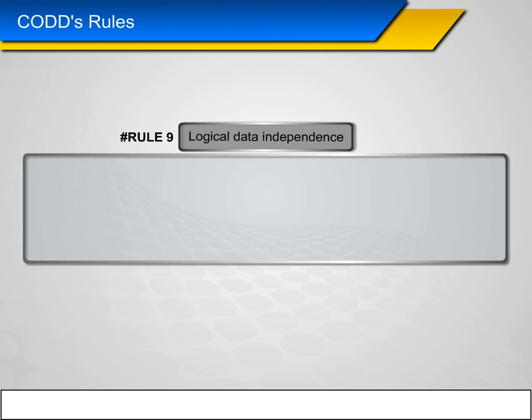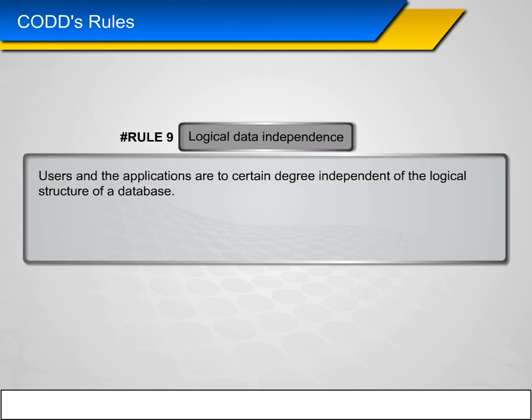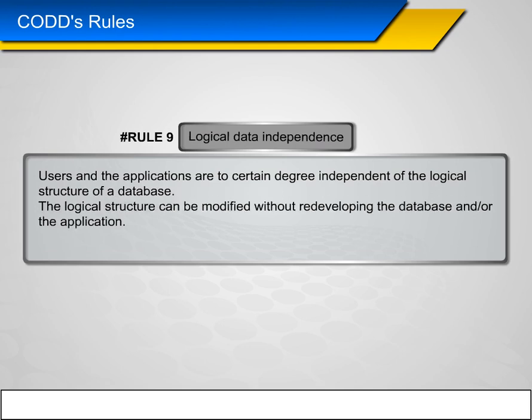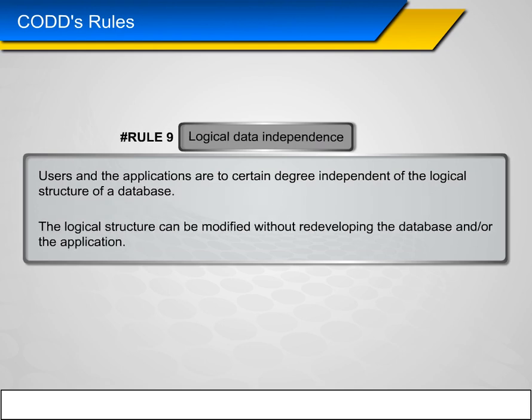Rule 9, Logical Data Independence. Users and the applications are to a certain degree independent of the logical structure of a database. The logical structure can be modified without redeveloping the database and/or the application.